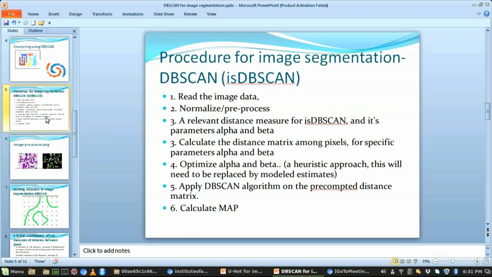So the procedure was first read the image data, then do normalization or pre-processing of the image. Then I talked about the relevant distance measure. Then calculate the distance matrix among pixels. There's some advanced computational ideas there, like we have to use a recursive algorithm to search through the various paths. And the distance matrix will essentially be huge.